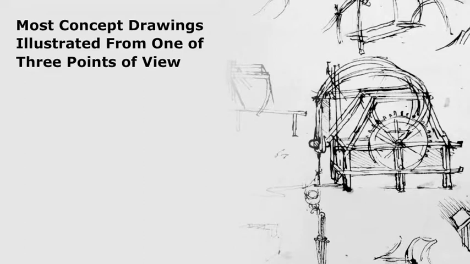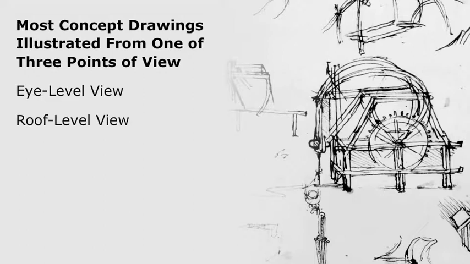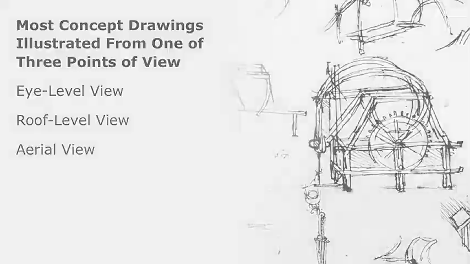Most concept drawings are illustrated from one of 3 points of view: eye-level view, with the scene observed from 5 to 10 feet above the ground; roof-level view, as if you were looking from a rooftop or bridge or while climbing a tree; and aerial view, a bird's-eye view from far above the ground. While looking at the different drawings throughout this course, determine which of the 3 view categories were represented in those images.